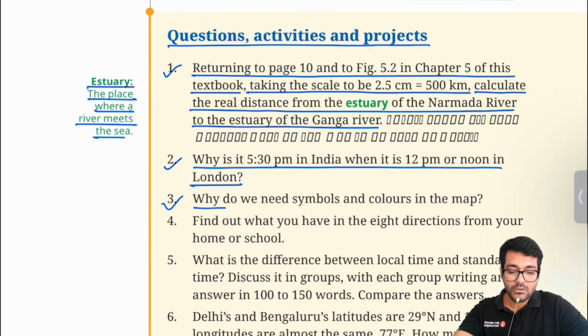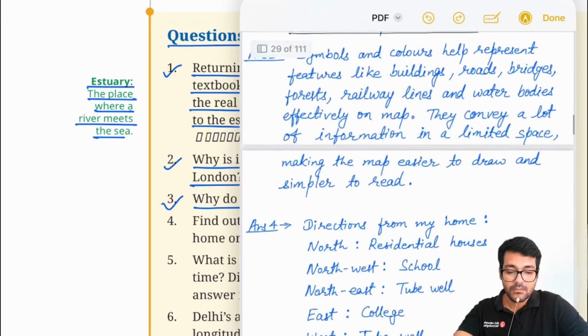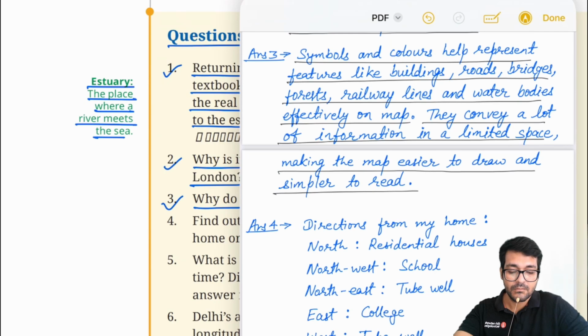3. Why do we need symbols and colors in the map? Answer: Symbols and colors help represent features like buildings, roads, bridges, forests, railway lines, and water bodies effectively on a map. They convey a lot of information in a limited space, making the map easier to draw and simpler to read.